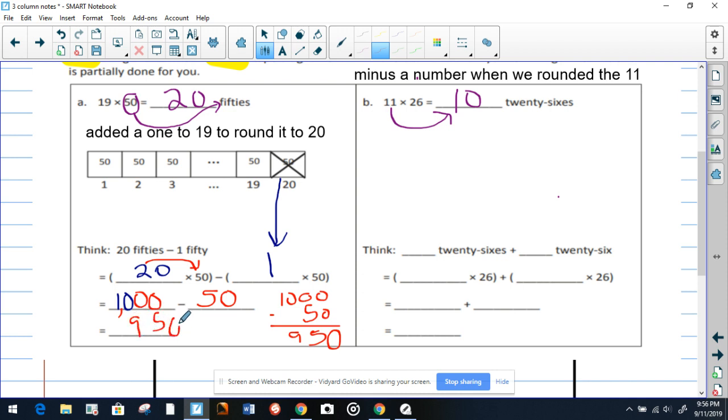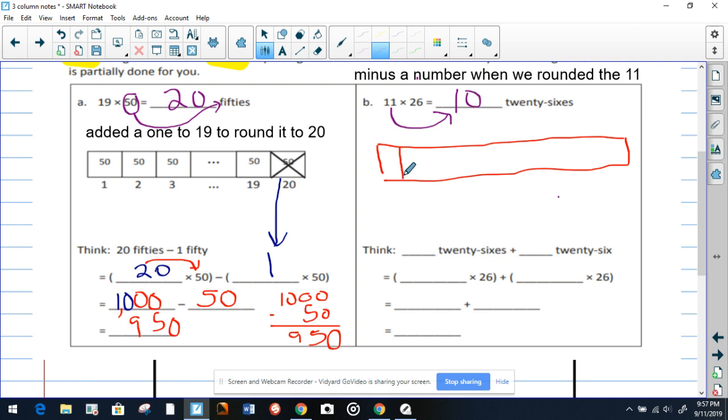Okay, now let's look at the other one. So this one does not have a picture, but this says 10 26s, right? So if you make a tape diagram, and how many segments do we need? Well, it says 10 right here.